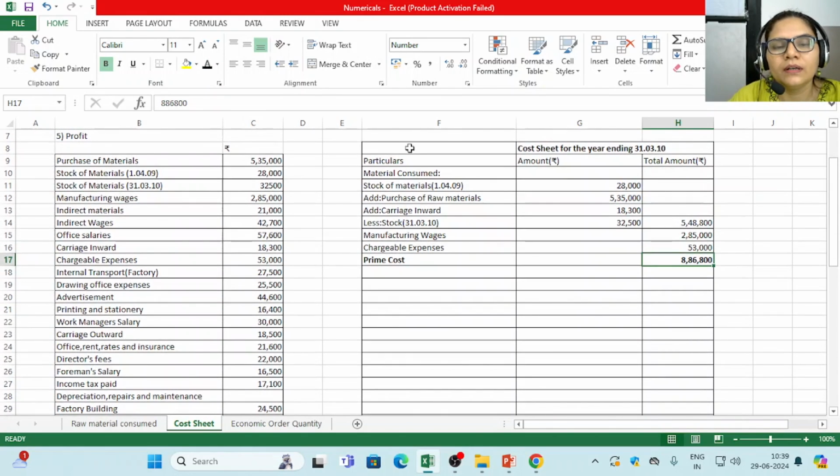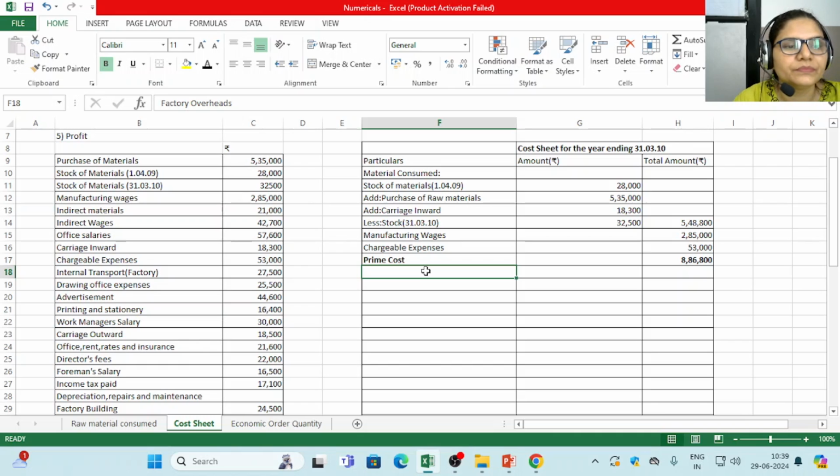So we have done our first job of calculating prime cost. We have calculated the value of material consumed. Then we have added manufacturing wages, 2,85,000. Then we have added chargeable expenses, 53,000. And finally, we have arrived at a value of rupees 8,86,800 of prime cost.